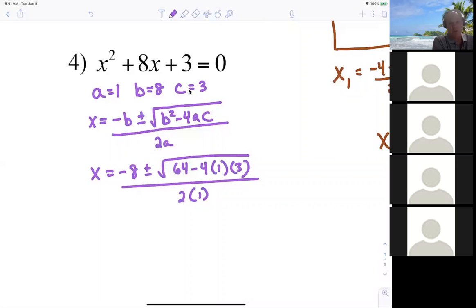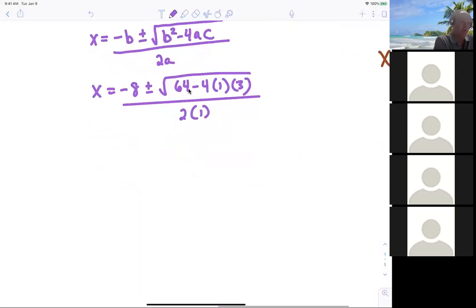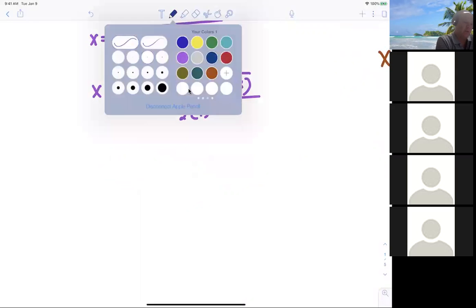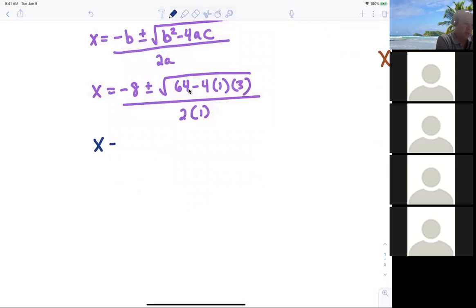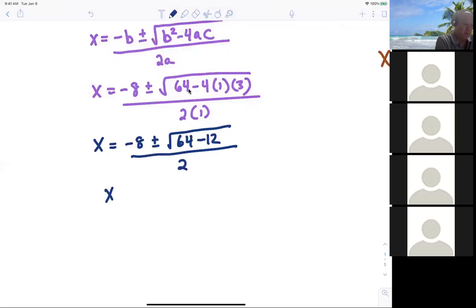Now, I really wish, if you're having trouble, that you would speak up now and say, I don't know what you're doing with those numbers. As soon as you're not sure, please speak up. Now it's just a matter of, let's do the arithmetic. So X equals negative 8 plus or minus the square root of, now 4 times 1 times 3 is 12. So 64 minus 12 over 2. So X equals negative 8 plus or minus square root of 52 over 2.